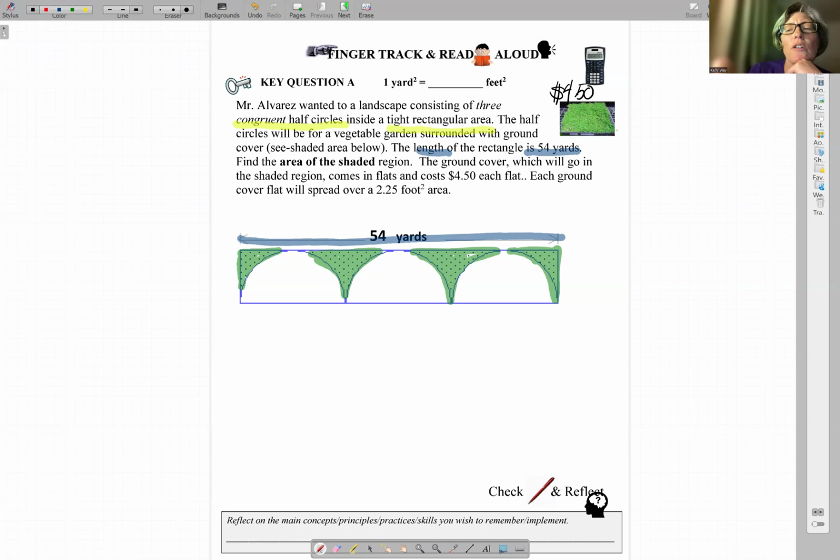And each flat covers 2.25 foot squared. So each flat is an area of 2.25 foot squared. Keep in mind that 1 yard squared is 9 feet squared because it's 3 feet by 3 feet. Keep that in mind.